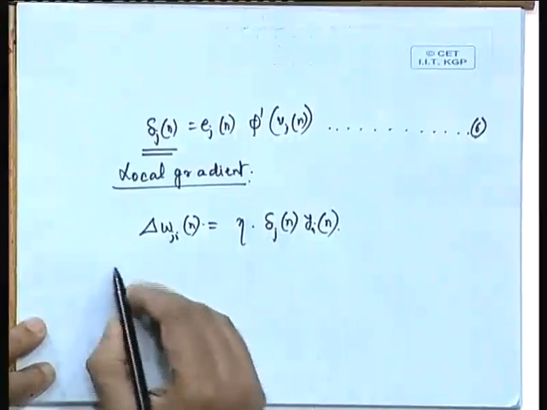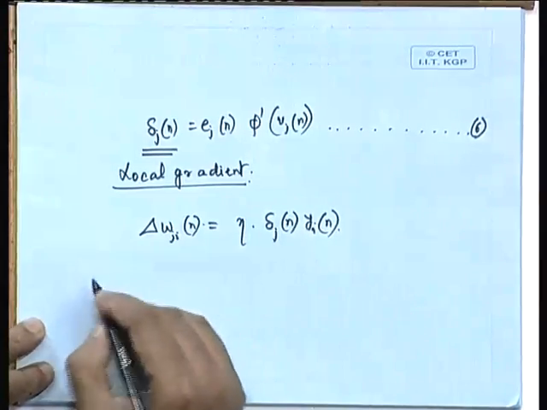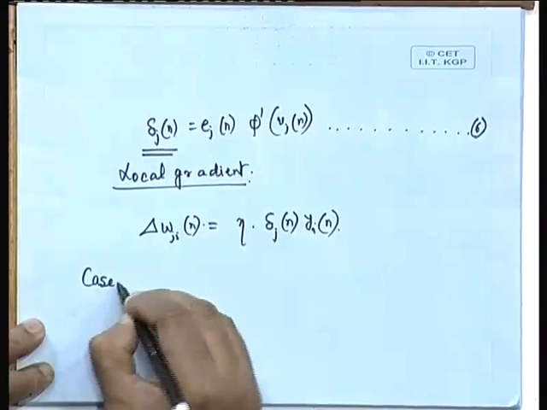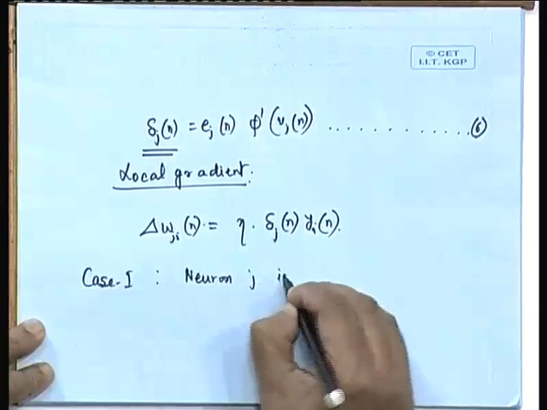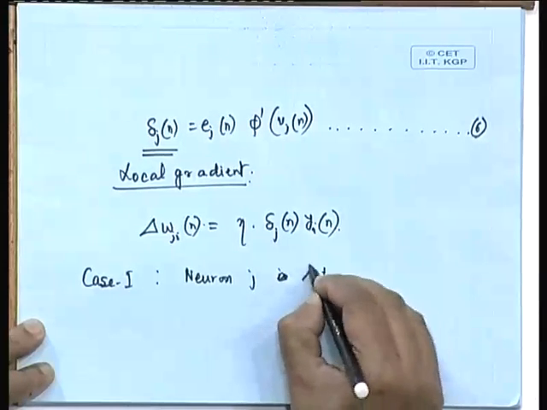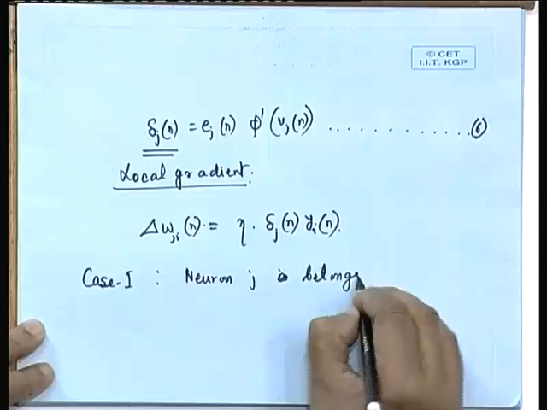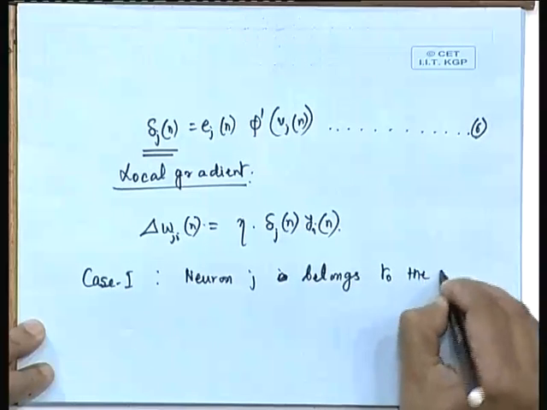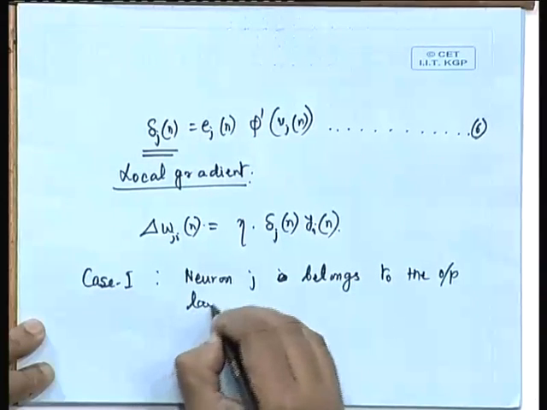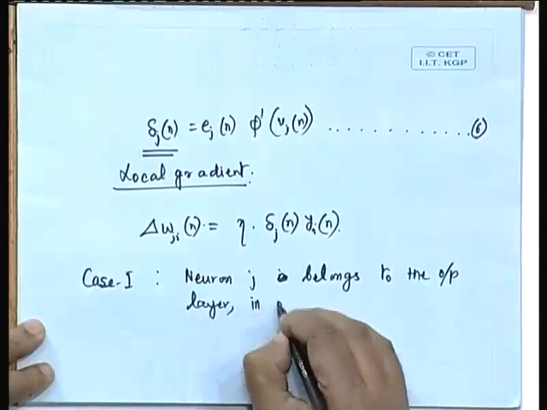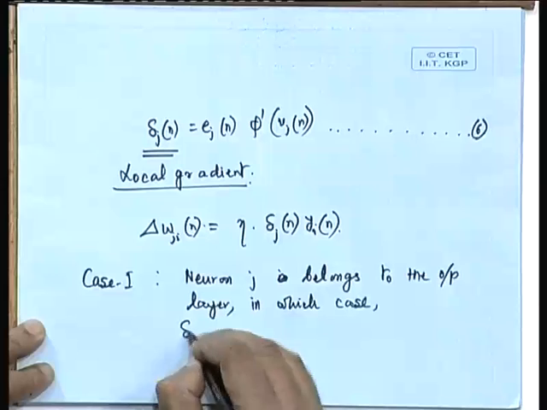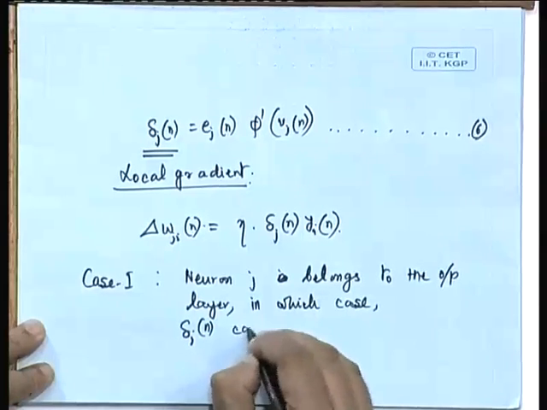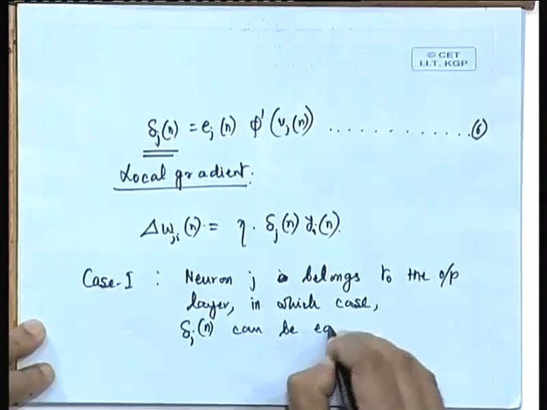Now, depending upon the location of this neuron j, two cases can arise, okay, that is neuron j belongs to the output layer, in which case delta j n can be easily calculated from 6.